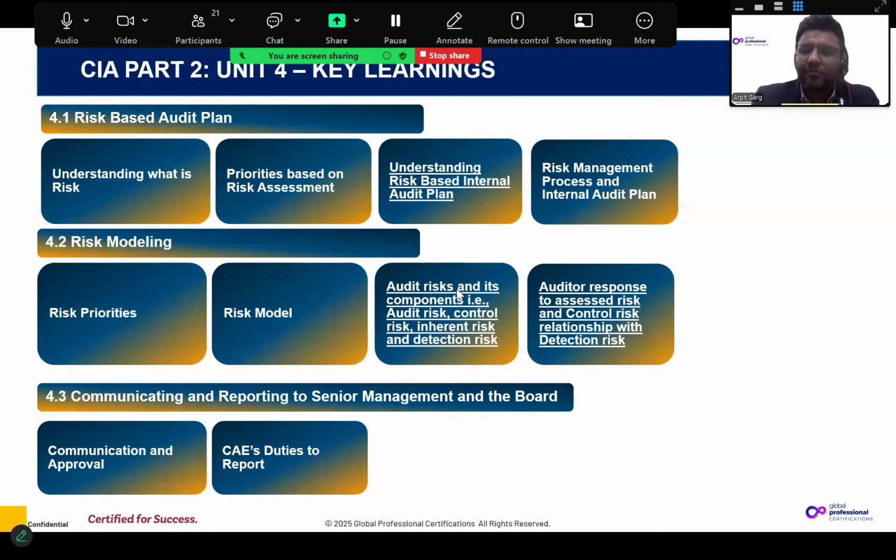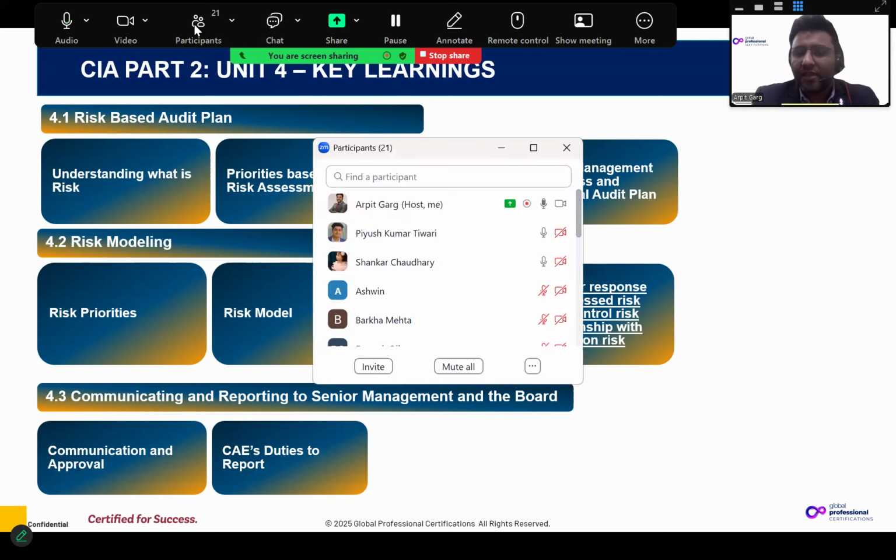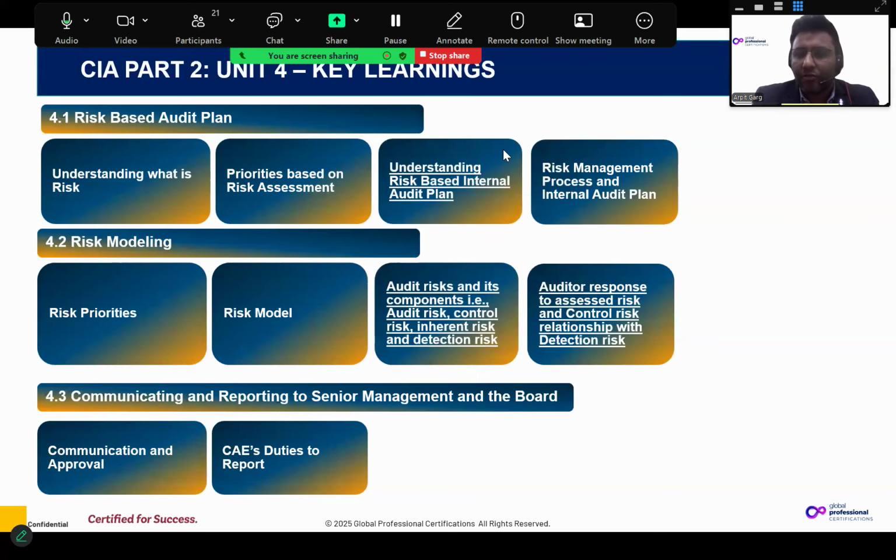People, after this, there's something called audit risk. We all know what audit risk is, right? Do you all know what audit risk is? Can anyone tell the class what audit risk is? Audit risk is the risk that the auditor will express an inappropriate opinion. Yes, the auditor will express an inappropriate opinion is the audit risk.